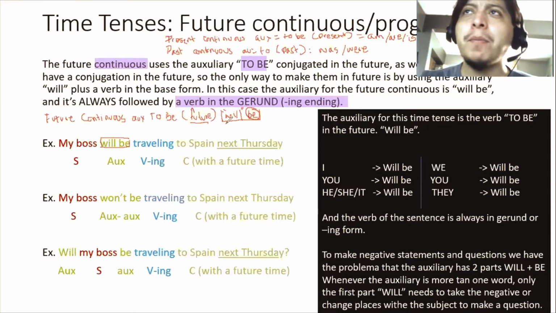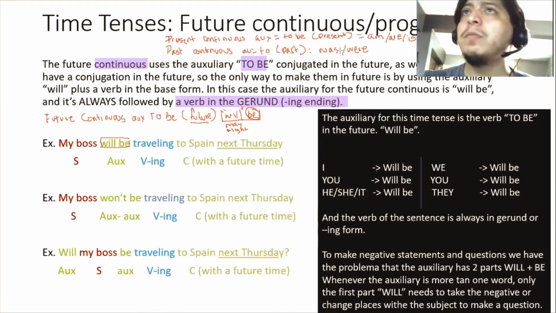If you don't want to make a promise, you can use probably or maybe, or you can change the auxiliary will and use maybe or might be. I might be traveling. I may be traveling. I will be traveling. When you say will be traveling, it's like a promise. It's like 100% certainty, okay?